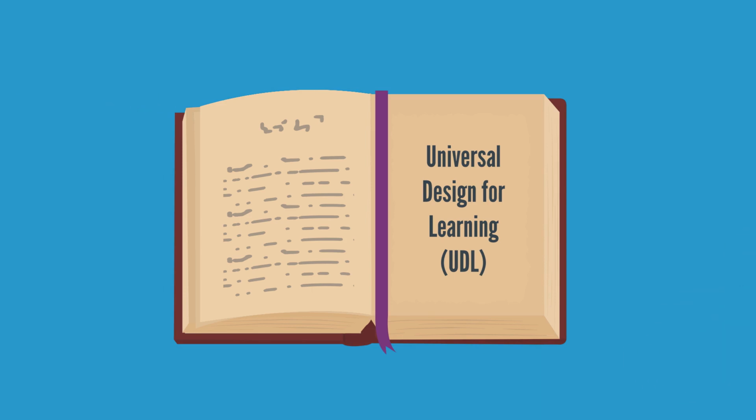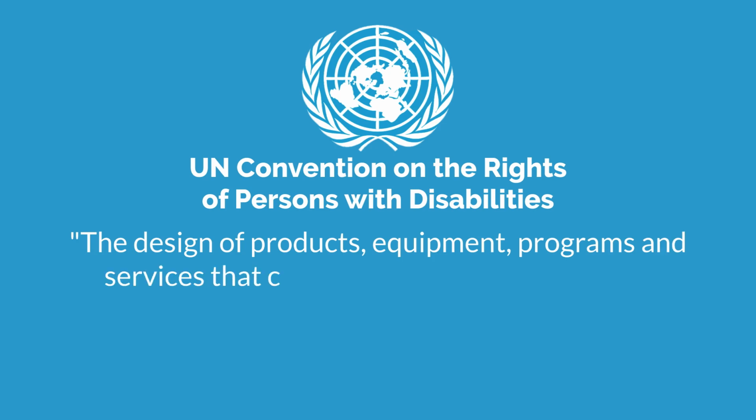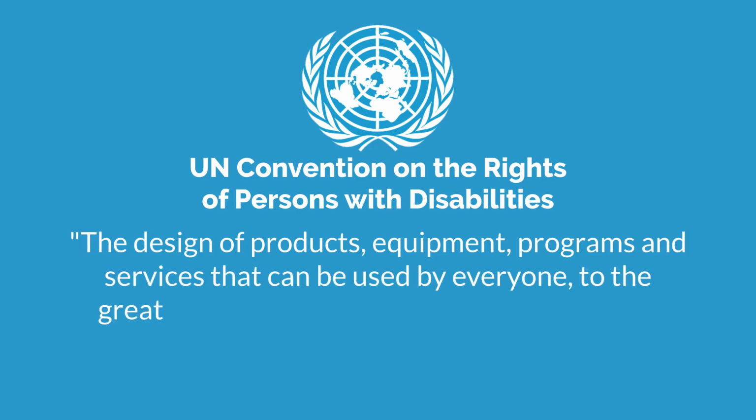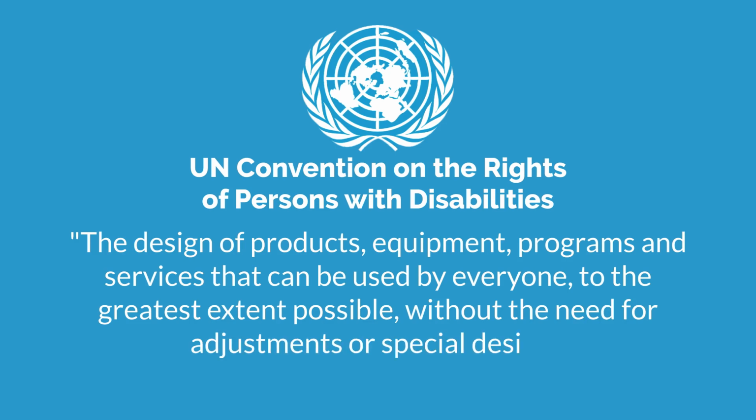Universal design is a set of broader principles defined by the UN Convention on the Rights of Persons with Disabilities as the design of products, equipment, programs, and services that can be used by everyone to the greatest extent possible without the need for adjustments or special design.